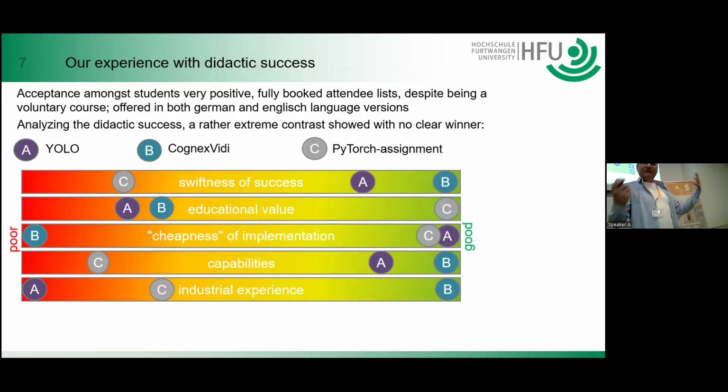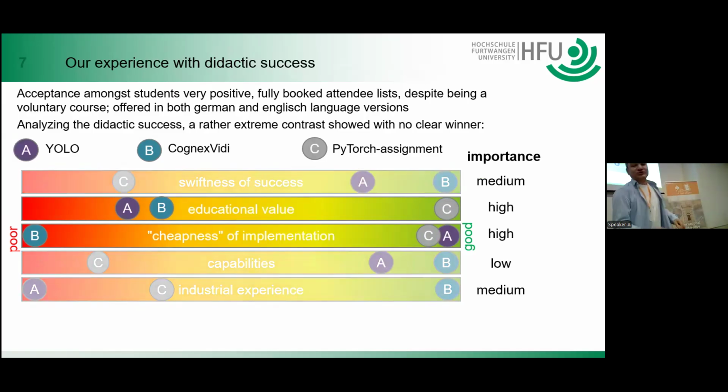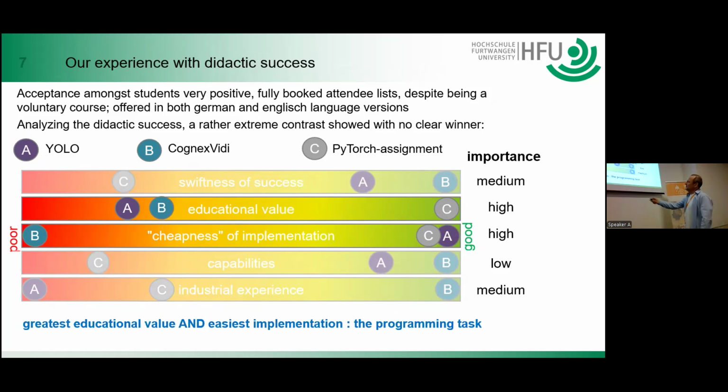So we have to focus on something. We said we should focus on education and cheapness of implementation. We don't have the kind of funds available to buy 20 robots. How can we do this then, with the means we have available? So education value and easiest implementation was the actual programming task: how to structure your own AI network.